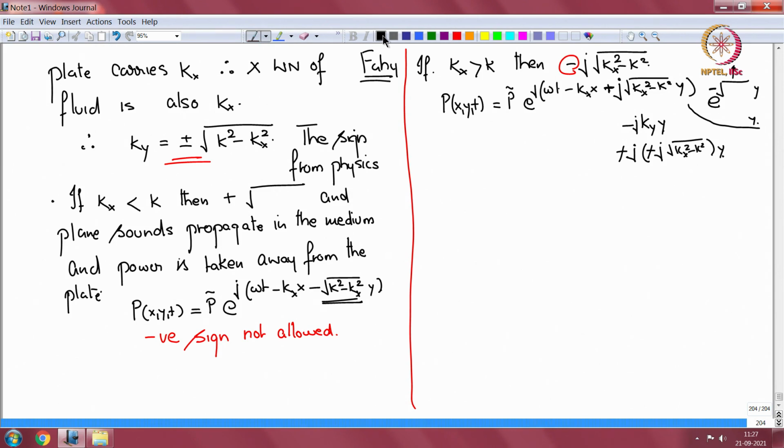Okay, now what is the impedance? Fluid impedance at the plate surface. Plate surface.